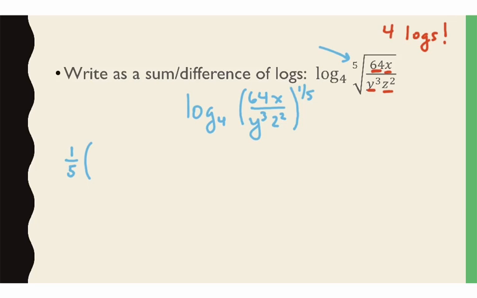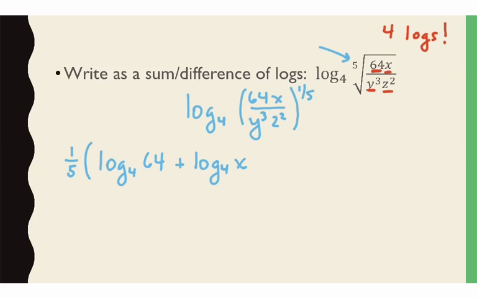Okay, so remember what we said 2 problems ago. When things are in the numerator, those will create positive logs. And when they're in the denominator, they will create negative logs. So let's use that rule here. So our first one is 64. So we'll write log base 4, 64. The x is also in the numerator, so it will be positive. Log base 4 x.